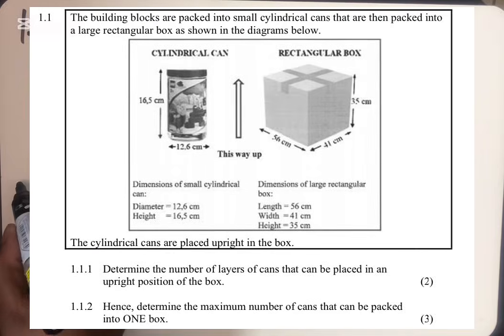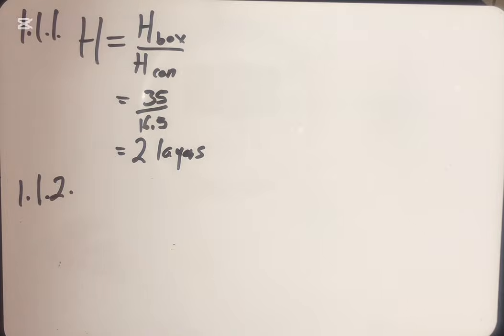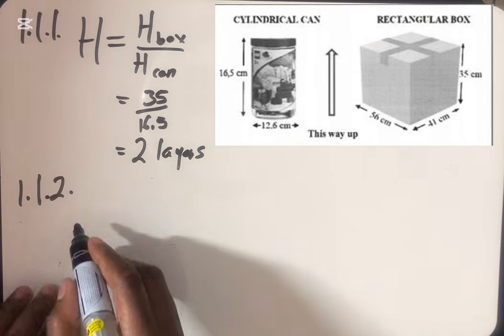Moving to the next question, which is 1.1.2. It says, hence determine the maximum number of cans that can be packed into one box. So now we have to calculate the number of cans that can be packed inside this box. In terms of the height wise, we are okay. We know that it's only 2 layers. We just have to move to the what?